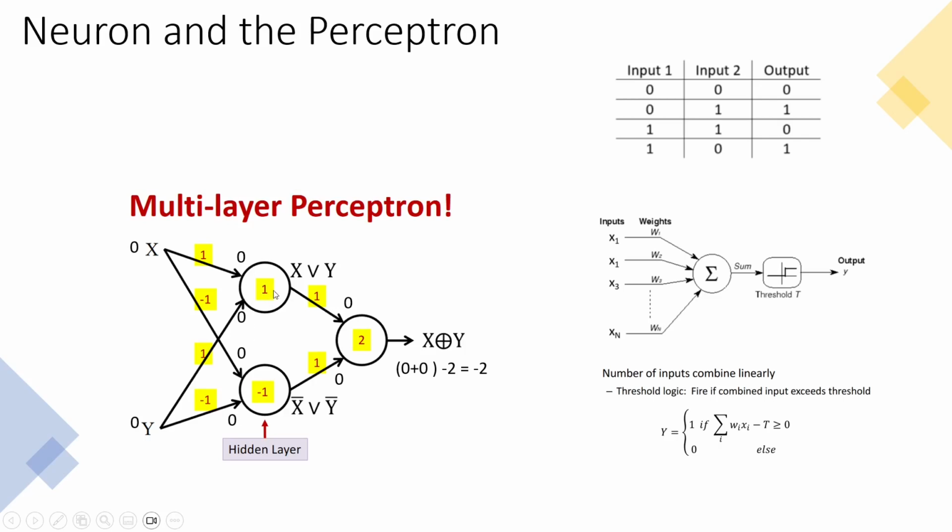So we are here. It's gonna be 0 plus 0 minus 1. And since that's -1, it's gonna fire a 0. 0 multiplied by 1 is 0, and here comes a 0. Okay. And that's similar here.